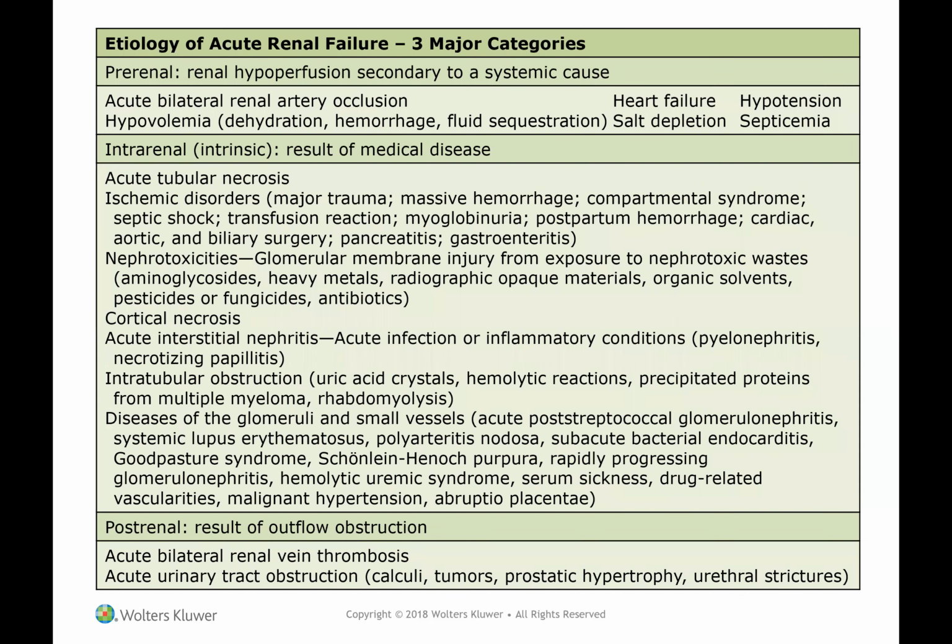So pre-renal is renal hypoperfusion secondary to a systemic cause. So if you're just having trouble getting blood or what's needed to the kidneys, like heart failure or septicemia or salt depletion or hypotension or hypovolemia. Intrarenal is a result of a medical disease. And post-renal is a result of outflow obstruction, so acute bilateral renal thrombosis or acute urinary tract obstruction.